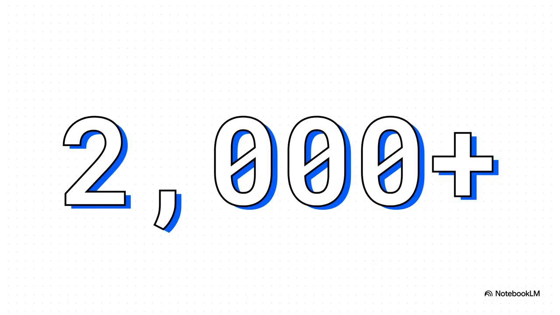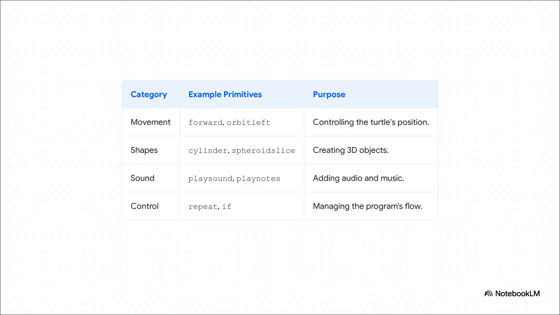And your toolkit for building these grand things, it's huge. We're talking about over 2,000 built-in commands, or primitives, ready for you to use. I mean, just look at this tiny sample. You've got commands for movement, for making complex 3D shapes, for adding sound and music, and of course, for controlling the logic of your program. It's an incredibly deep and rich set of tools.